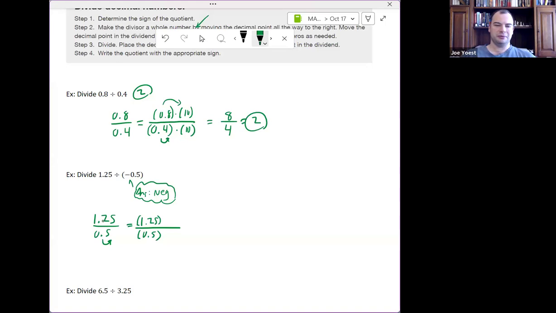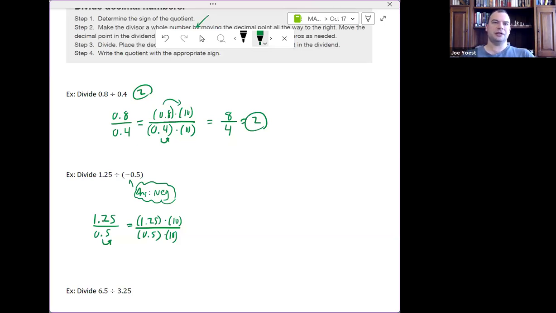This means I want to multiply the bottom by some number that moves the decimal point 1 to the right. Well, that would be the number 10. Multiplying by 1 power of 10 moves the decimal point 1 place to the right. To make an equivalent fraction, I had better also multiply the numerator by that same number. Right? This feels very similar to what we did when we were adding or subtracting fractions with unlike denominators.